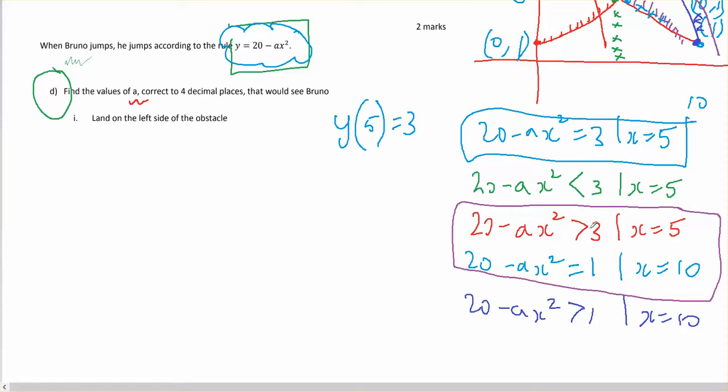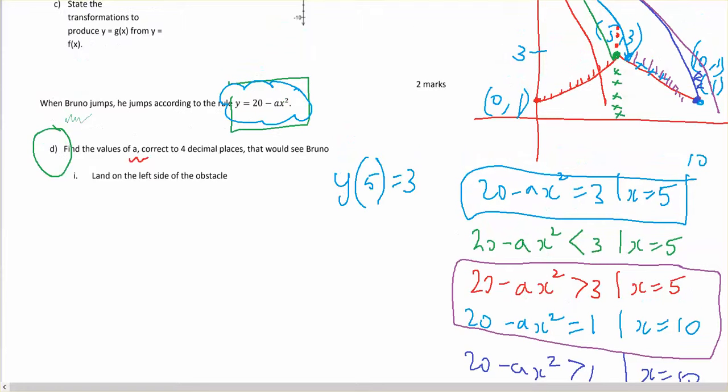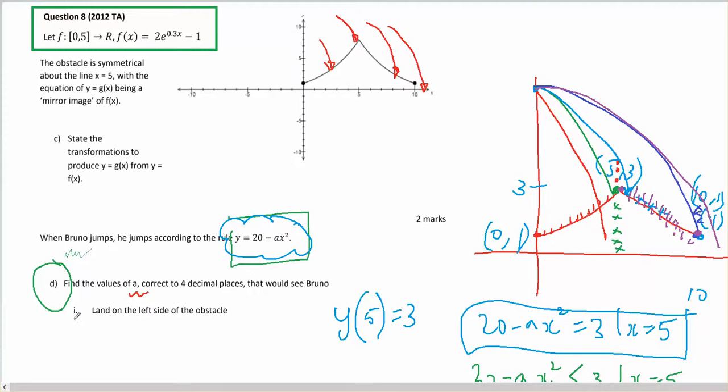When x equals 5 it's bigger than 3, therefore he clears this point, but when x equals 10, y equals 1, that means he lands on this point here. That will give you all of the A values along there. I hope that helps you work out the values of A to 4 decimal places for Bruno landing on left, on right, or totally missing the tent.